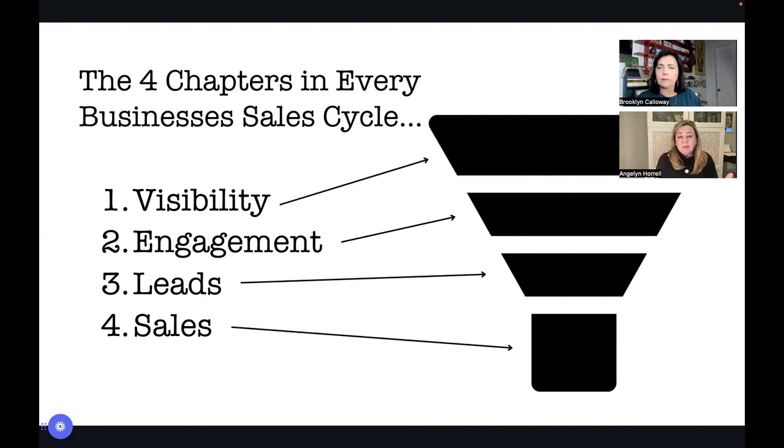So we're really going to focus more on that top level in this class, visibility, and the ways to capture new people. But we will talk about the engagement, leads, and sales in social club. There's a lot more training on that, but we are just focusing on that top level of the funnel for this class. Yeah, and I think it's really important.